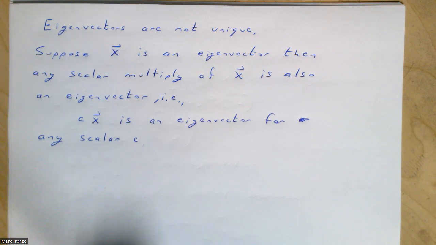Now, eigenvalues are unique. In other words, if you have an eigenvalue like we did in that last case, -1, and you multiply that by a scalar, it's not necessarily going to be an eigenvalue.